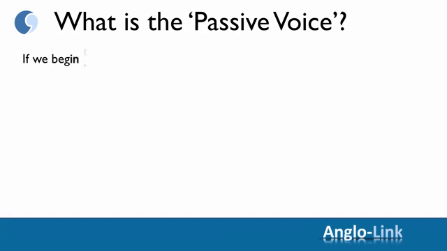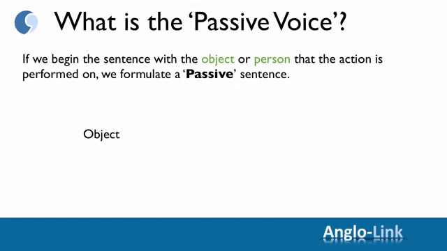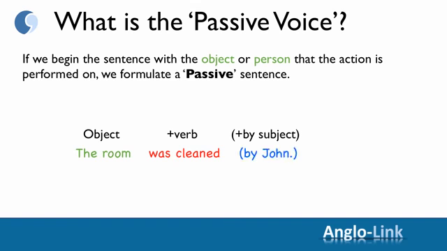Now, if we begin the sentence with the object or person that the action is performed on, we formulate a passive sentence. So, starting with the object, the room, then adding the verb, was cleaned, and if we want to add the person, the subject, we can use by. The room was cleaned by John.